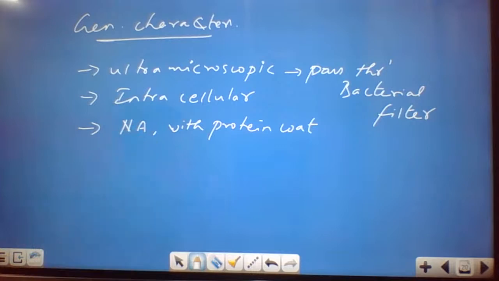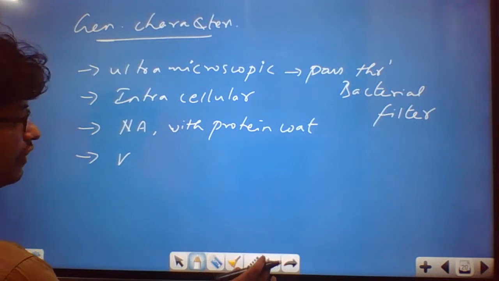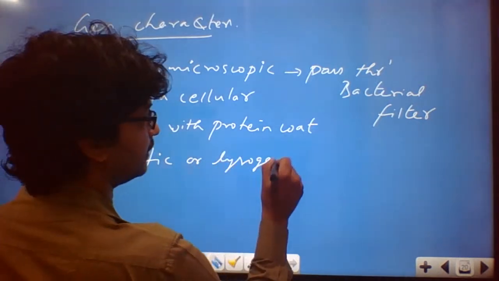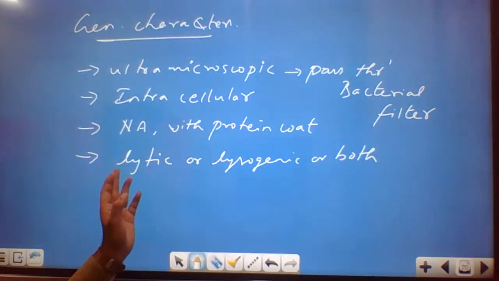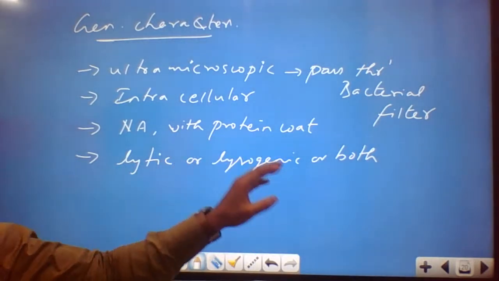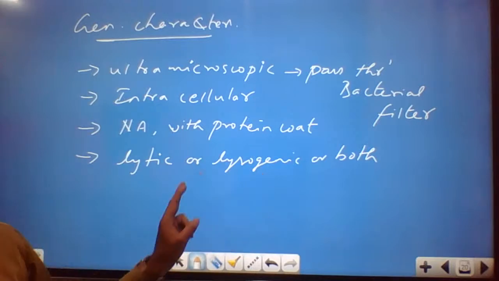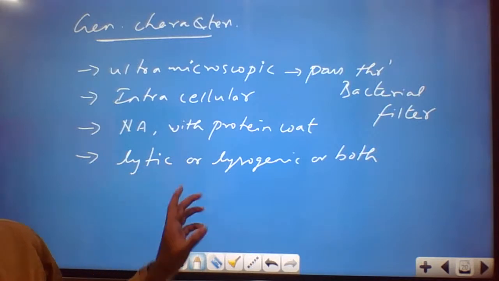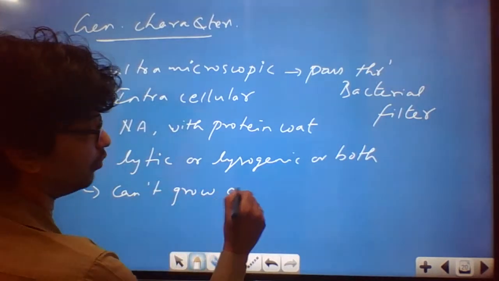Mostly the virus takes two types of life cycle: the virulent cycle and the avirulent cycle, also called the lytic cycle and lysogenic cycle, or it can take both. In the lytic cycle, destruction of the host cell takes place. In the lysogenic cycle, there is no destruction, and the viral genome gets integrated with the host genome. These are the two types of life cycle the viral particles usually go through. Also, it cannot grow and divide outside the cell, which is another important feature.